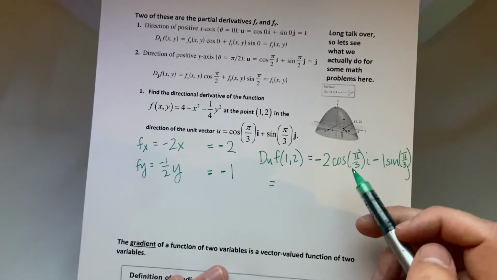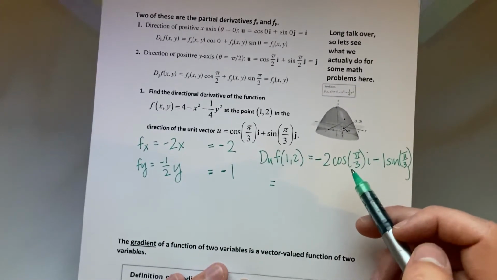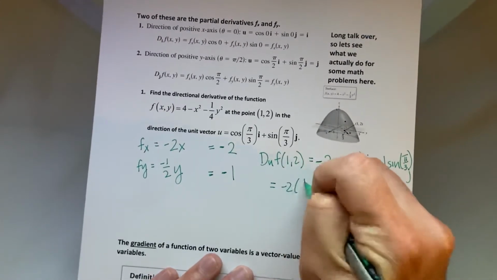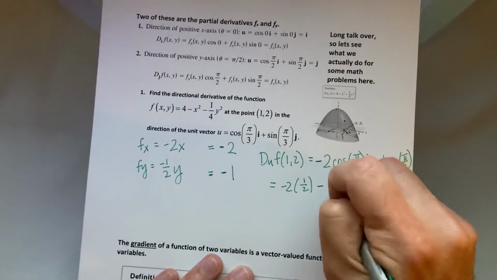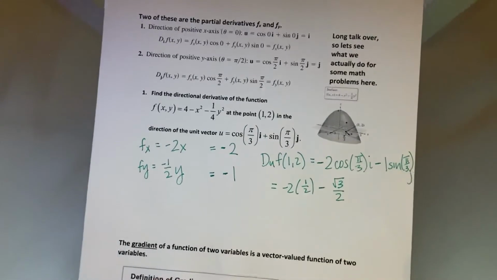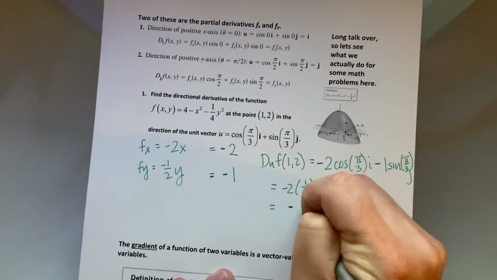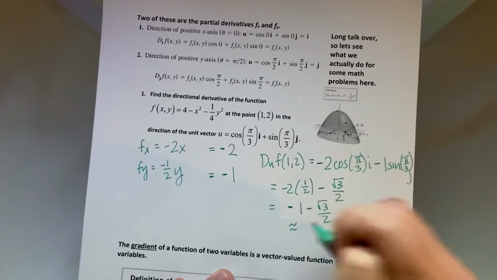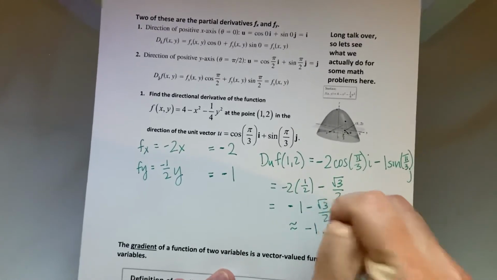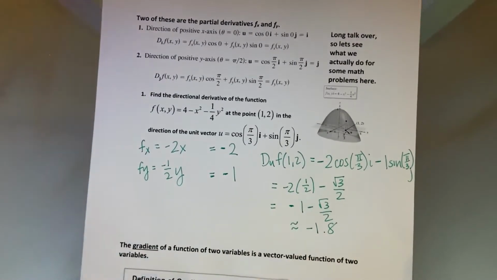What's the cosine of pi over 3? 1/2. So negative 2 times 1/2 minus 1. What's the sine of pi over 3? Root 3 over 2. So this would be negative 1 minus root 3 over 2. It's approximately negative 1.8. If you're going to round to a decimal, I would prefer to use that answer up there. So it's saying that the directional slope at that angle going down this picture hill is about negative 1.8.